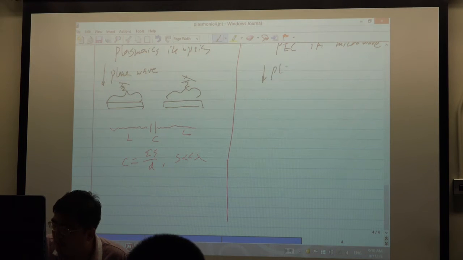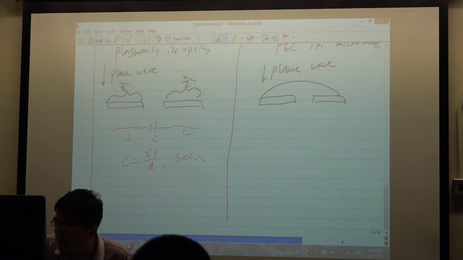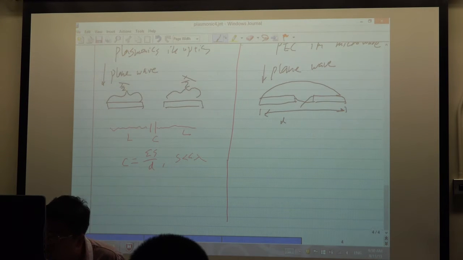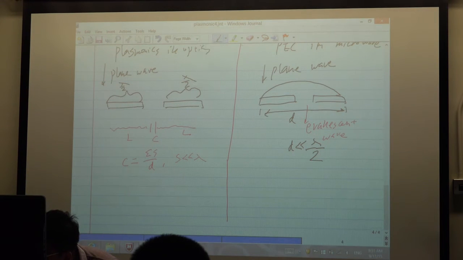But we do a plane wave. In the plasmonics, some strip structure, the top view, this is D here. This is evanescent wave. The evanescent wave also coupling. The D here is much smaller than the half of wavelength. This is the situation in plasmonic. So here, you can see evanescent wave.